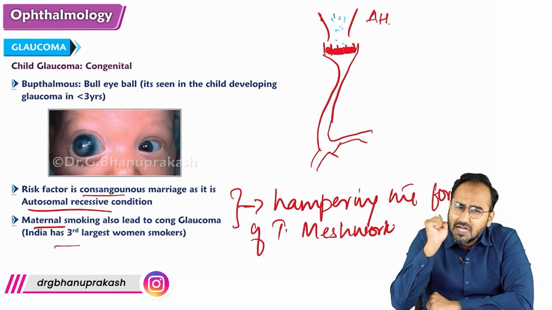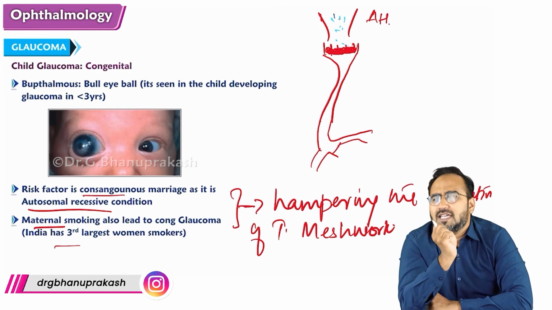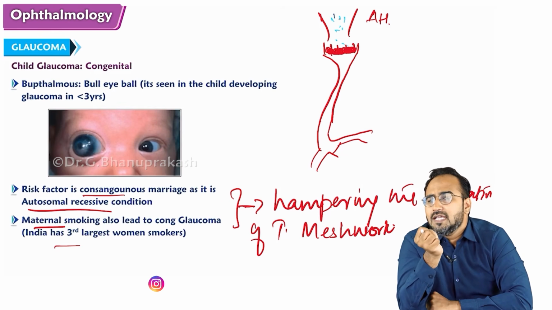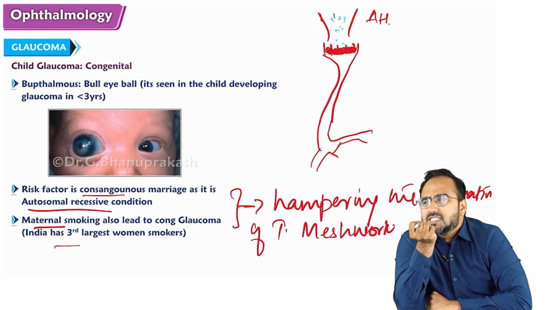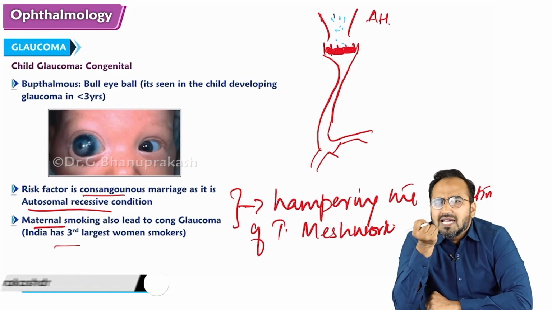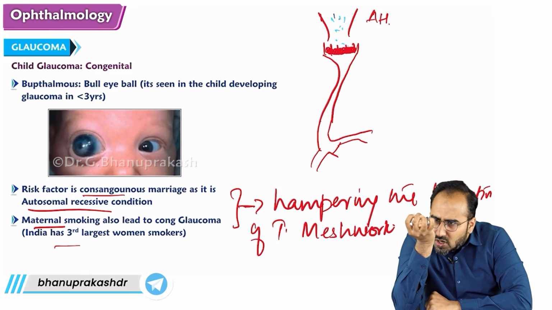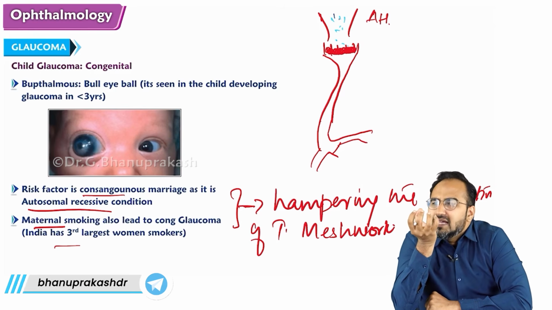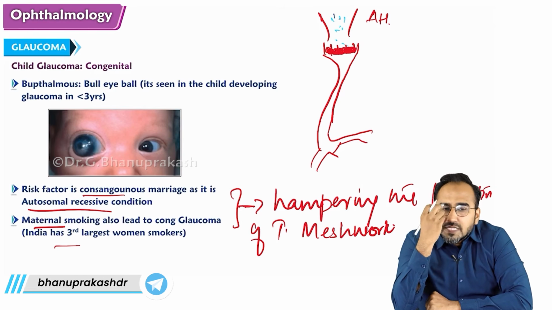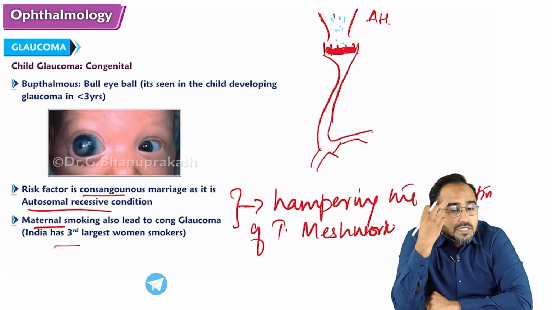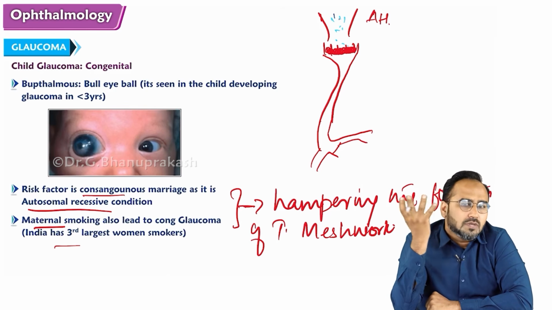Now guys, I'm talking about congenital glaucoma, right? The intraocular pressure increases in the small child. What will happen? The pressure increases, the eyeball also increases. The eyeball diameter increases, the cornea expands, megalocornea happens. And remember guys, the eye looks like a bull's eye about to burst.